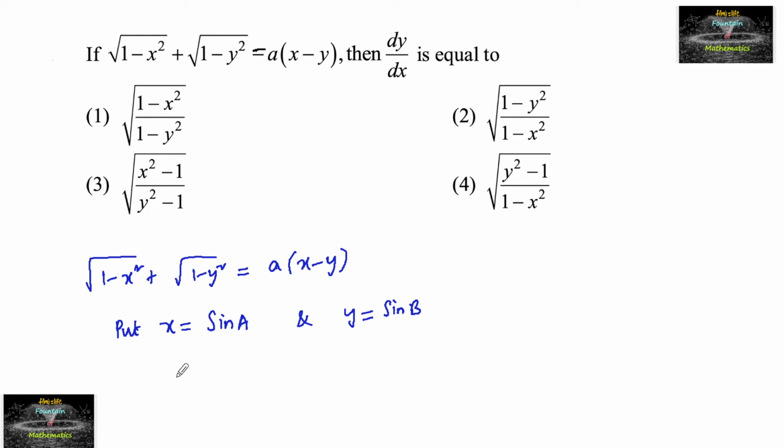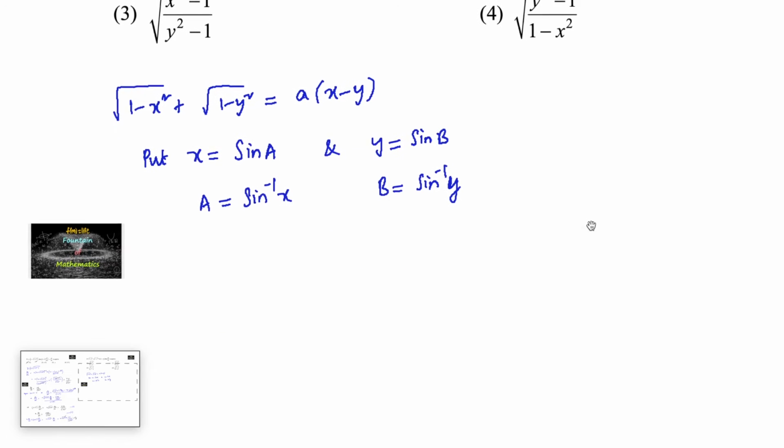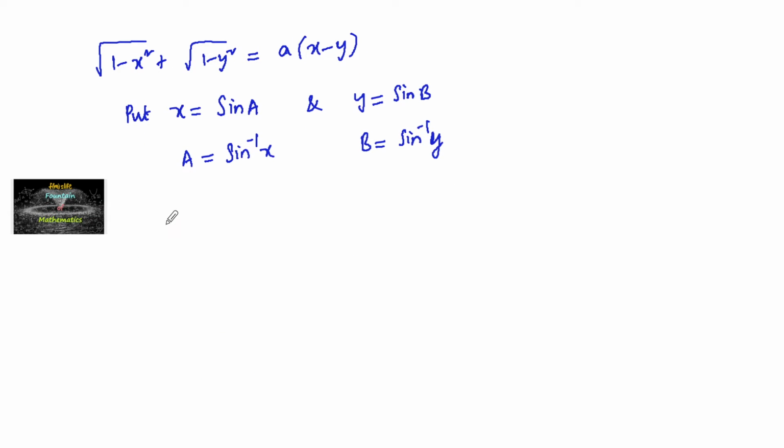When x is equal to sine a, then a is equal to sine inverse of x, and b is equal to sine inverse of y. Now we can write the equation root over 1 minus x square, that is root over 1 minus sine square a, plus root over 1 minus sine square b, which is equal to a times of sine a minus sine b.